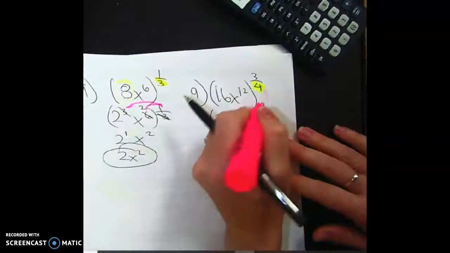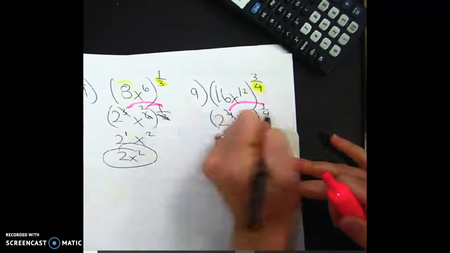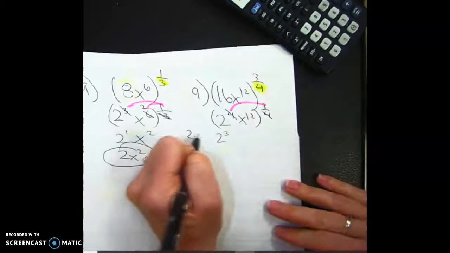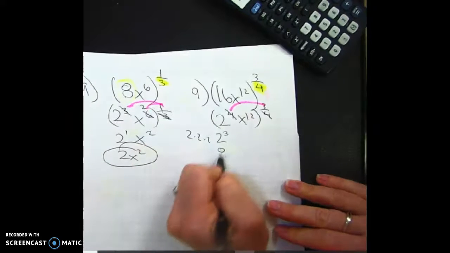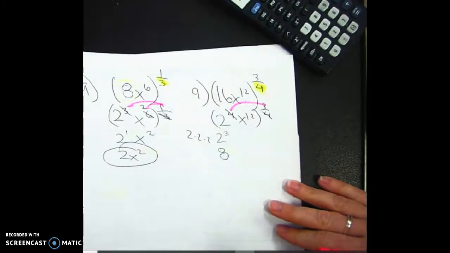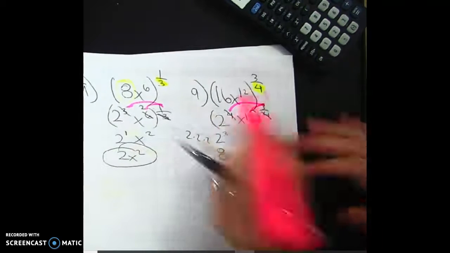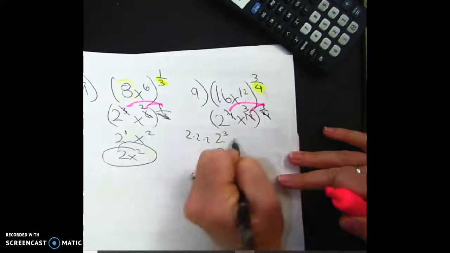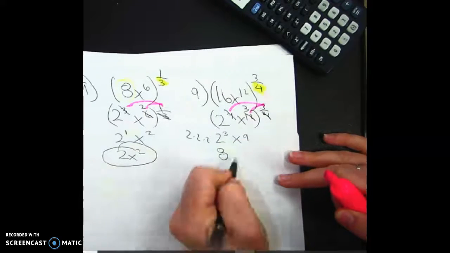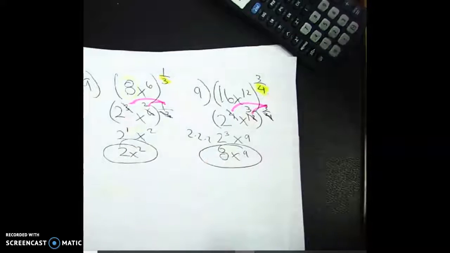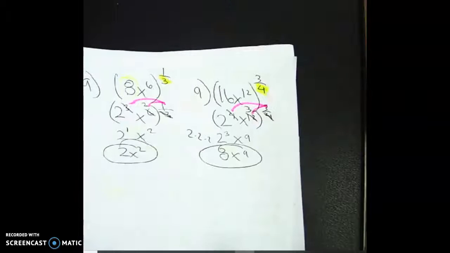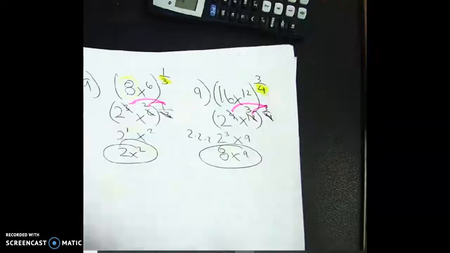Now I distribute. The 4 and the 4 cancel. I'm left with 2 cubed, which is 2 times 2 times 2, which is 8. Then I have to distribute it again. 12 times 3/4 is 9, so 12 divided by 4 is 3, and 3 times 3 is 9. And there's my 2 examples of number 9. Okay. I'm going to have to do number 10 on a 3rd video.